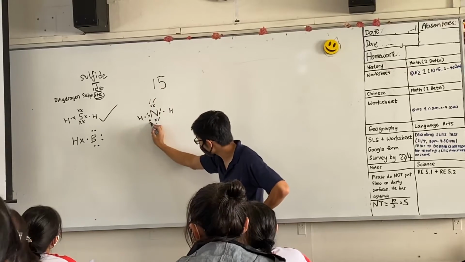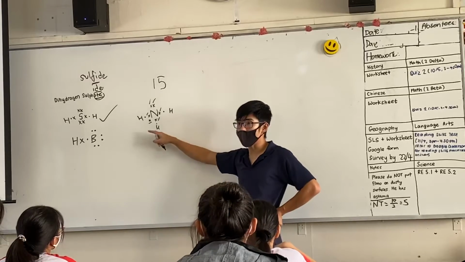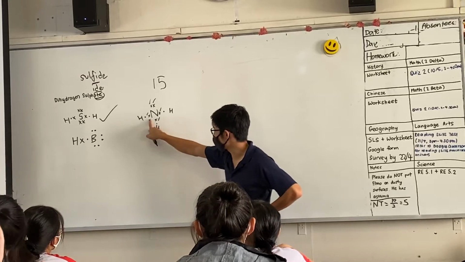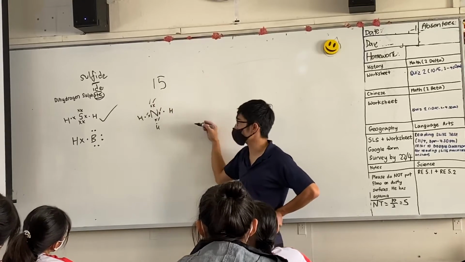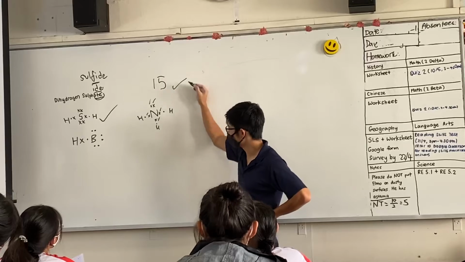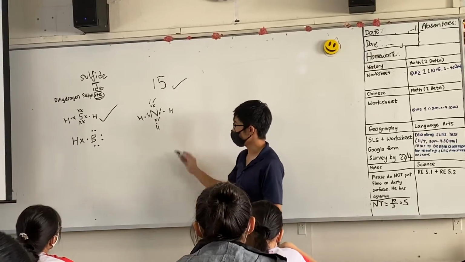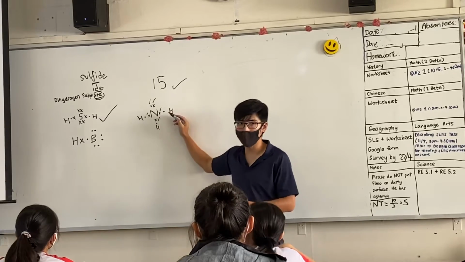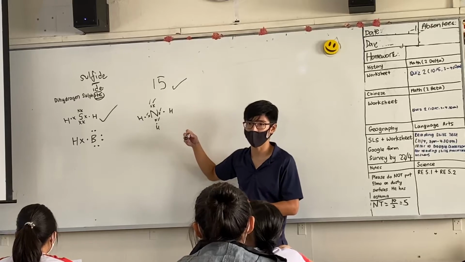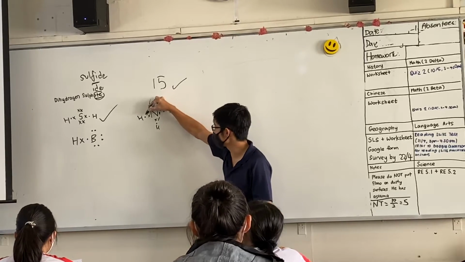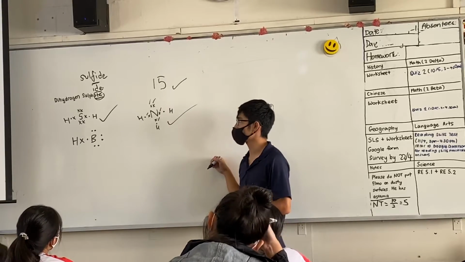Okay, we have one extra electron over here. It's okay, I'm going to remove that electron. So we have one extra electron. Okay, now let's have a look. 1, 2, 3, 4, 5 electrons for nitrogen. Hydrogen has 1 electron each. Let's do some sharing. After we share, does nitrogen now have the stable octet configuration or noble gas configuration? Let's count. 1, 2, 3, 4, 5, 6, 7, and 8. So this is nitrogen trihydride.